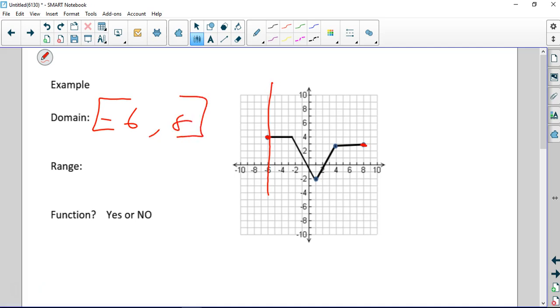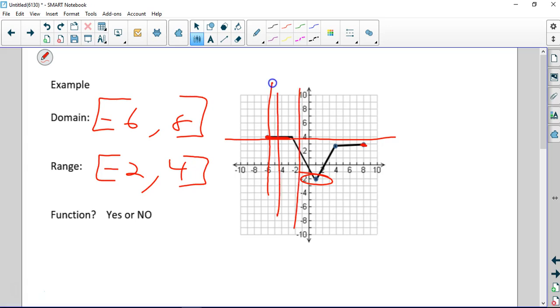Range, we ask ourselves, how low does it go? That's right here at negative 2, with a bracket because it's a solid dot. If it was an open dot, we use parentheses. And then how high does it go? 4. And since it is on this line at 4, we use a bracket. Is it a function? Well, we drop the vertical line test over and over. We only hit once, so the answer is yes.